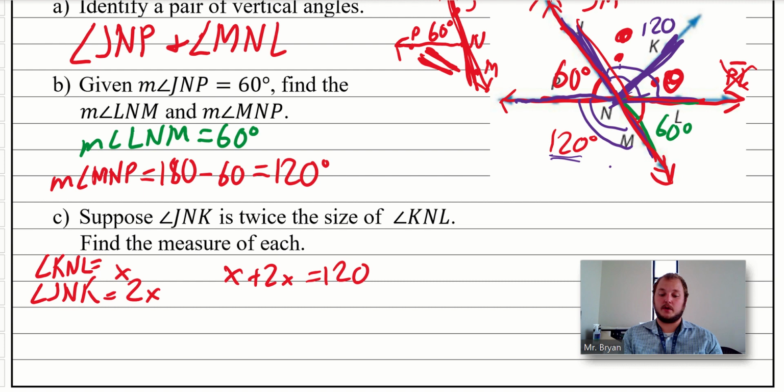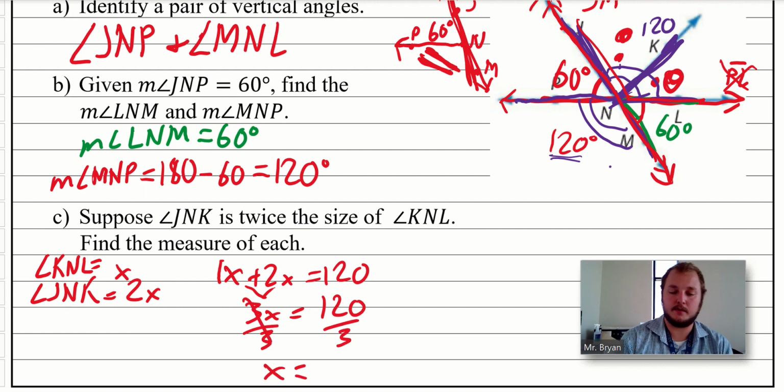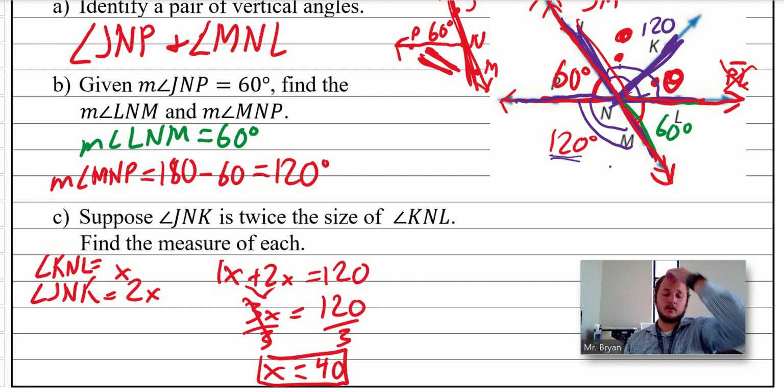But now that we have our equation, it's fairly simple. We just want to solve for x. So x plus 2x, that's just going to give me 3x, and that equals 120. Remember, we're just combining like terms here, 1x plus 2x. And then the last step to solve for x, we divide by 3. We get 120 divided by 3, which is 40 here. And I'm going to put a box around that.